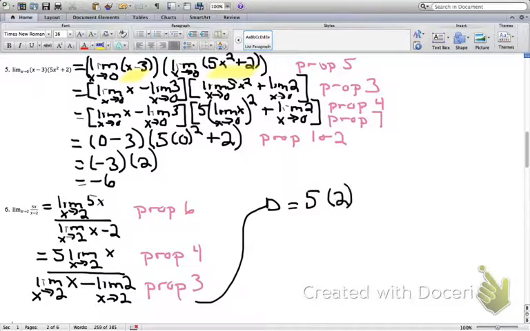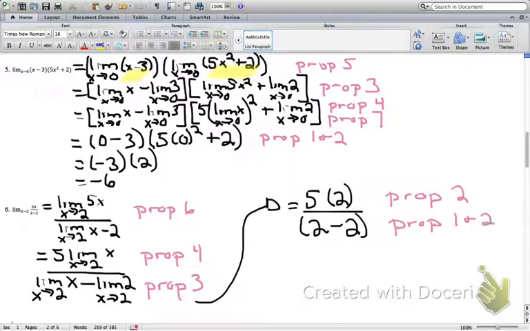So this, I'm just going to continue above here, is going to be equal to 5 times 2 all over 2 minus 2. So again, that was property 2 and below property 1 and 2. And so now we can go ahead and evaluate. So this will be equal to 10 divided by 0. But because it's divided by 0, the function does not exist. So when you put this in your calculator, you'll get an error.